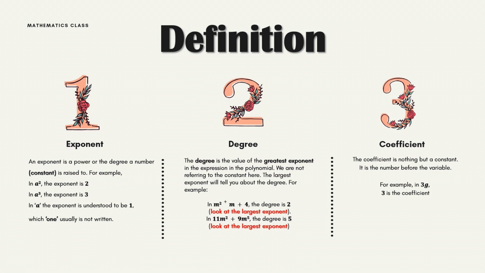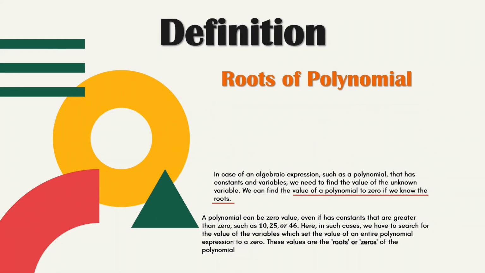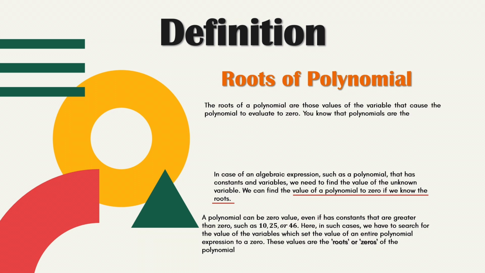Lastly, the coefficient is nothing but a constant. It is a number before the variable. For example, in 3g, 3 is the coefficient. Now, let's look at the roots of a polynomial. The roots of a polynomial are those values of the variable that cause the polynomial to evaluate to 0.